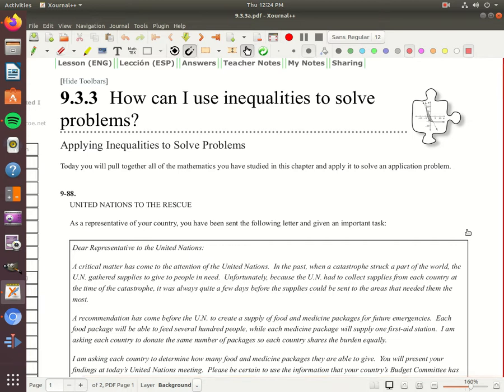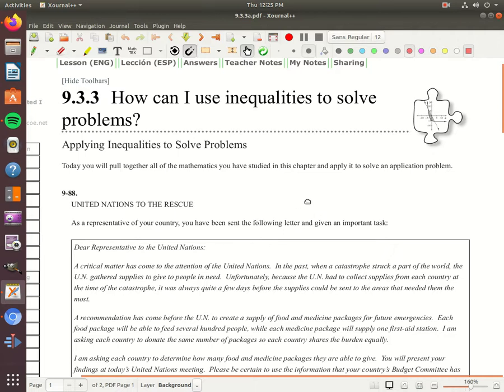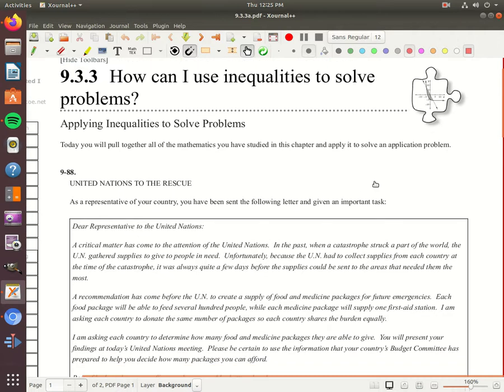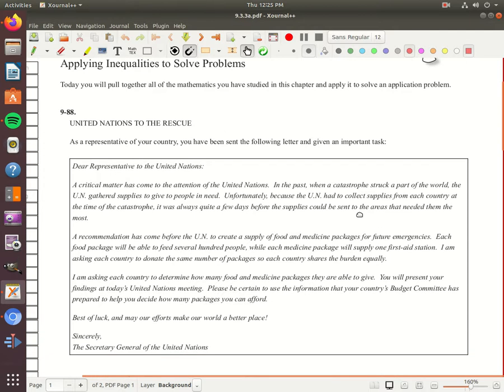Section 933, how can I use inequalities to solve problems? Again, this is going to be similar to a lot of the ones in this chapter where I kind of bounce around. I'll try and limit that as much as I can, but there will definitely be some bouncing around. Today you will pull together all the math you have studied in this chapter and apply it to solving an application problem. So, United Nations to the rescue.